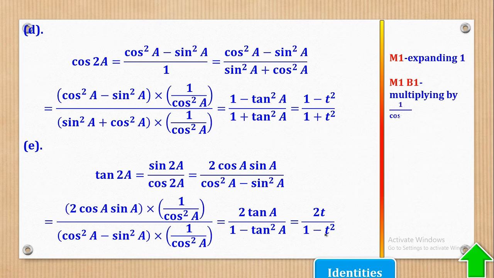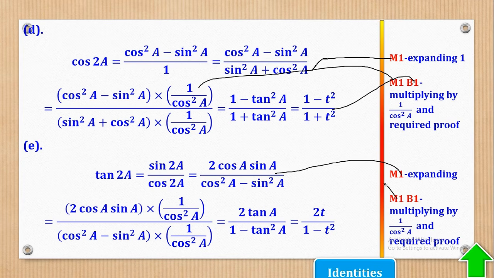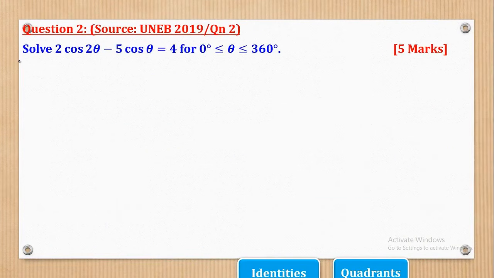So let's see how much can be awarded. M1 will be for this expansion of 1 especially, and M1 for this division or multiplying by 1 over that, then B1 for the output, M1 for this expansion, this for that division, and B1 for the output. So that was question 1.